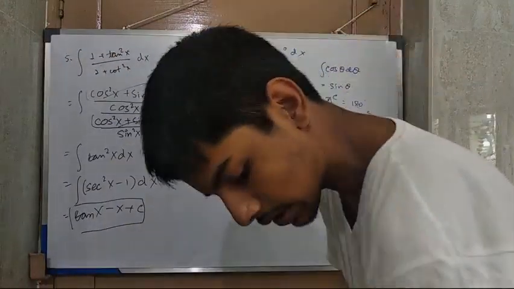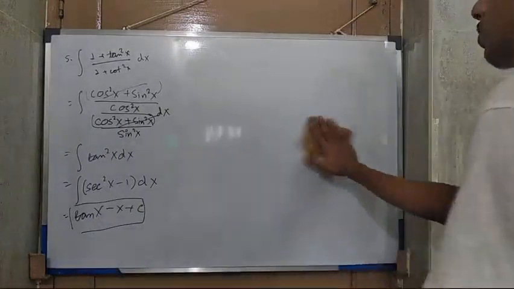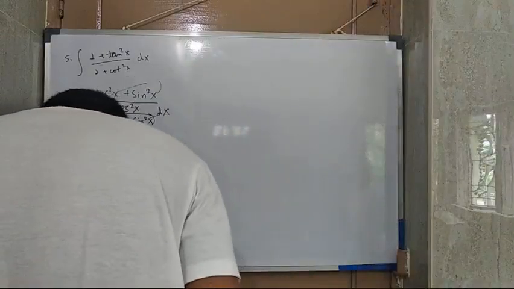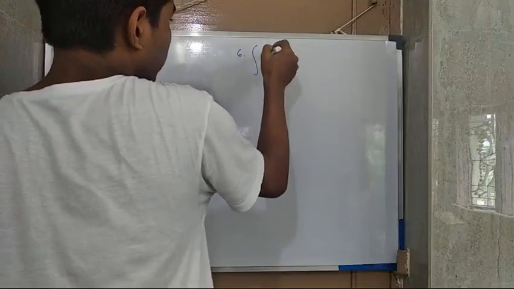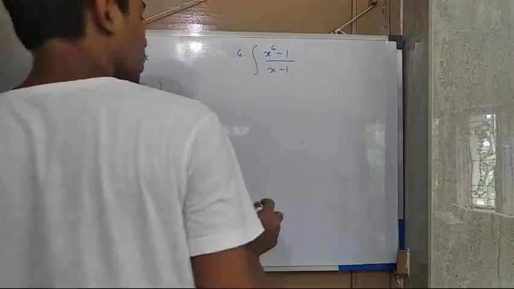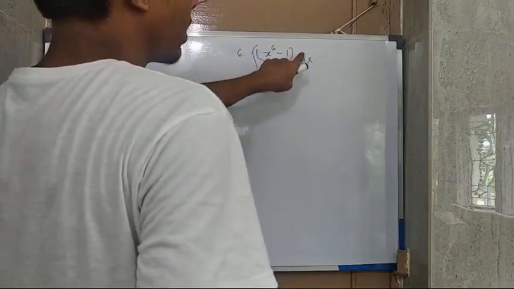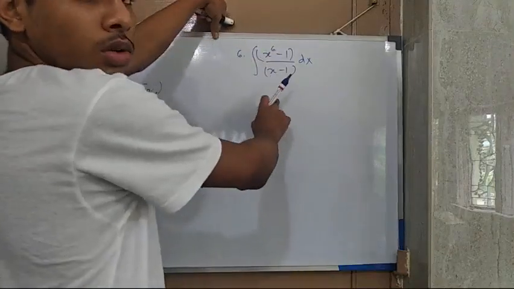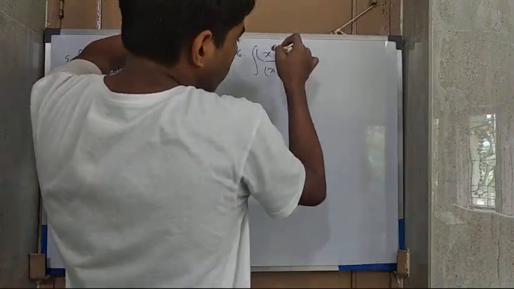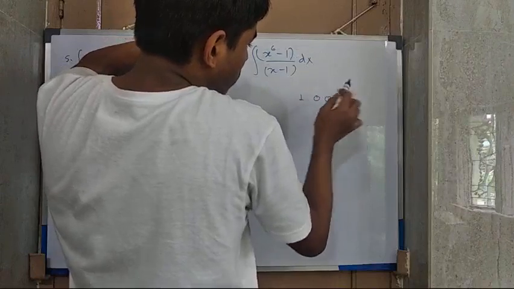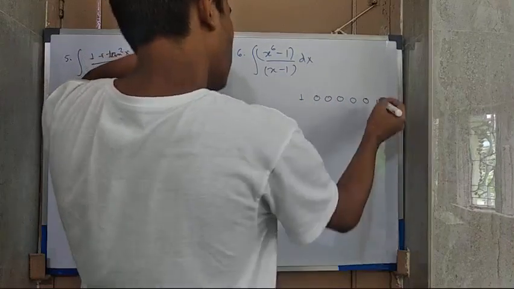So let's proceed to the sixth one. For the sixth integral we have the integral of x to the power 6 minus 1 by x minus 1 dx. x to the power n minus 1 is always divisible by x minus 1. So we can just synthetically divide it. Let me tell you what synthetic division is: the coefficients are 1 0 0 0 0 0 minus 1, for x to the power 6, 5, 4, 3, 2, 1 and the constant.